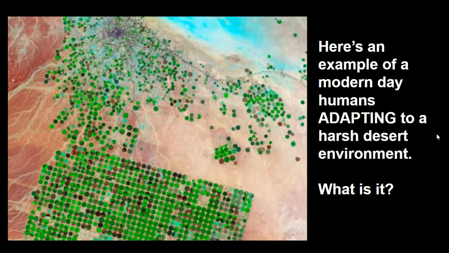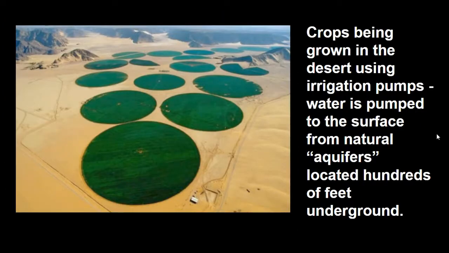Let's look at one more example, a modern day example of human beings adapting to a harsh desert environment. Take a look at this picture and see if you can figure out what it is. This is a satellite photograph from way up in space of farms. These are farms in the desert, and the way that they're able to farm in the desert is they're pumping water to the surface to irrigate their crops. And the water is coming from these natural aquifers located hundreds of feet underground.